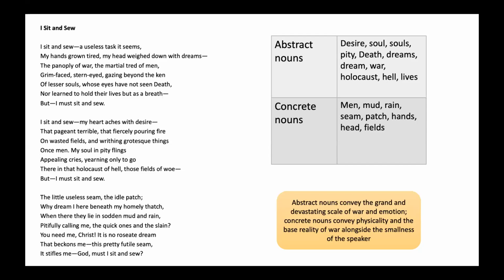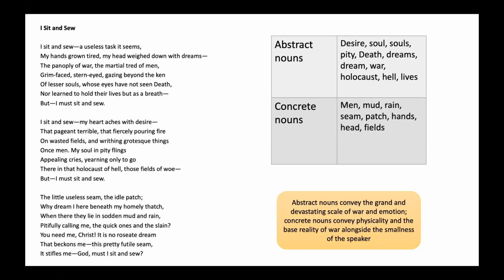Many of them are quite existential, or convey extremely strong emotion, and yet the concrete nouns, by contrast, many of them convey physicality, so the mud and the rain and the fields of war, the men who are experiencing war, or the human body of the speaker, so her hands, her head, for example, or the elements of what she's actually sewing with, so the seam and the patch. So this might help then to convey this idea of war as being something that's quite grand and sweeping and obviously hugely deeply affecting, but also as existing as something that affects people on an individual scale as well. So in highlighting the smallness there of the speaker and the individual too.